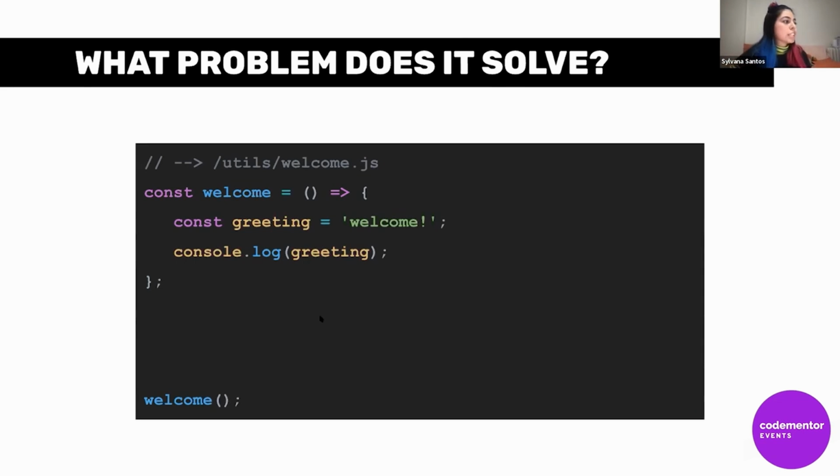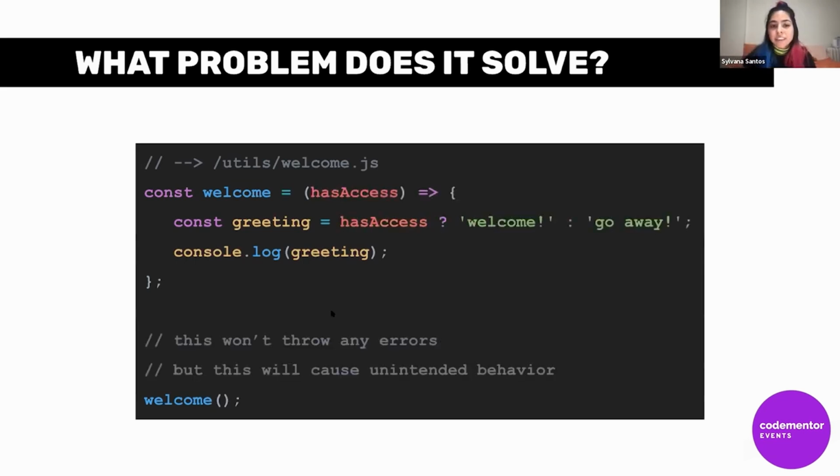And so then somewhere in our code, we call this function, we don't give it any parameters, and all is good, working as expected. But let's say further down the line, an engineer comes along and they refactor our welcome function. And so they add this new parameter called has access. And depending on whether has access is true or false, we'll either log welcome or we'll log go away, a very aggressive message.